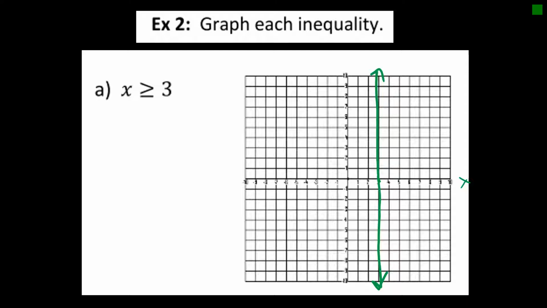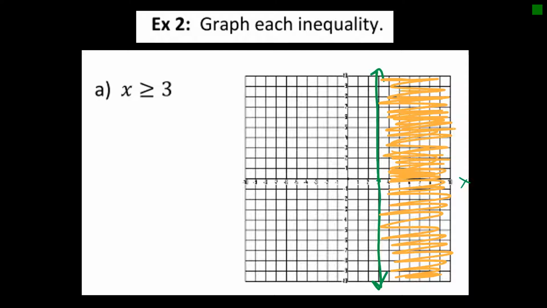But it's not just x equals 3, it's x is greater than or equal to 3. So here's x equals 3. Where is the x larger than that? Well, over here on the right. So I'm going to shade all of this stuff over here on the right, because this represents where x is greater than or equal to 3, and since the line is solid, it could be equal to the 3. So if you need to pause the video to finish that, go ahead and do that, and then start it back up when you're ready.